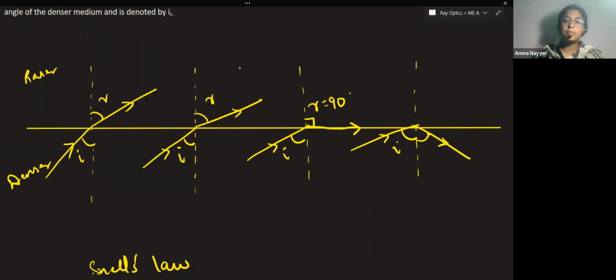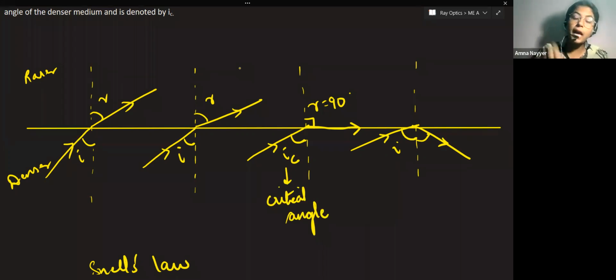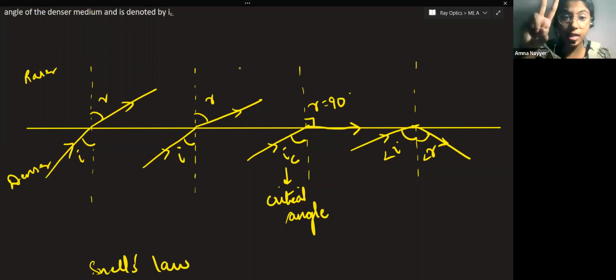Now, understand what has happened here. This angle for which the angle of refraction was 90 degrees is known as the critical angle. So the angle of incidence in the denser medium for which the angle of refraction in the rarer medium is 90 degrees is known as the critical angle. And here, exactly the laws of reflection will be followed. Everything will remain the same. Now here, two conditions are very essential.